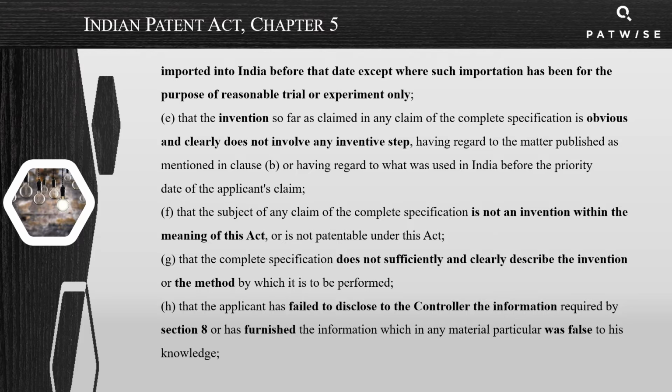If the inventor has failed to disclose to the controller any information under section 8, so under section 8 we have to keep updating the controller once every 6 months until the grant of patent of all the relevant happenings of the patent outside of India. Whether an application has been filed in the US, or there is a PCT application, we keep updating every 6 months. So if that has not been complied with, then again that is a ground, or if the person has given any falsified data.